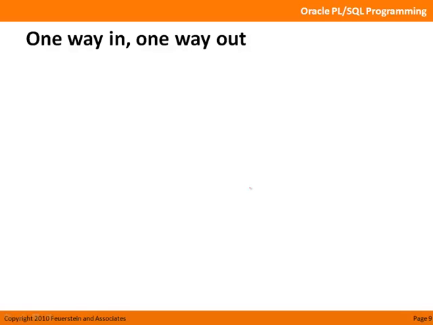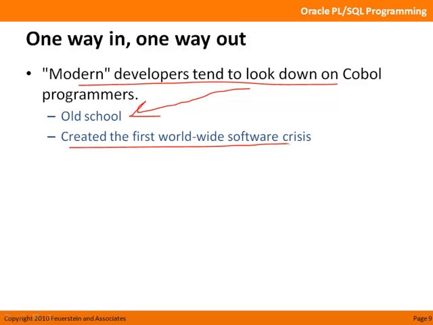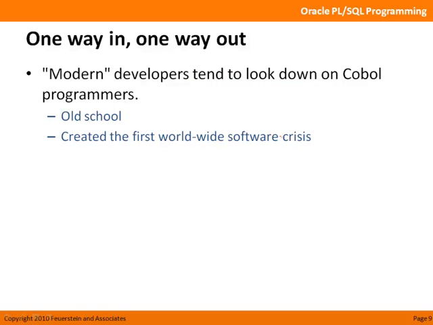So let's finish up by talking about one way in, one way out. Probably some of you watching this video used to be a COBOL programmer. They're still around. I didn't ever work with COBOL, but I did work with Fortran for a while. And generally speaking, modern developers tend to look down on COBOL programmers. They're so old school. They're dinosaurs. And hey, they created the first worldwide software crisis, Y2K, by not including the full 4-digit year number in their code. Well, hey, who can blame you when you're writing code in the 1980s or maybe even the 70s? You're not thinking that your code's still going to be running in the year 2000.